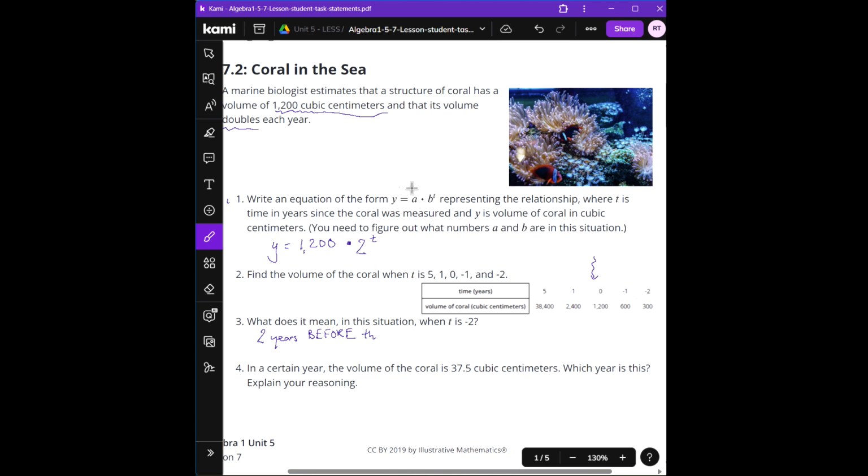Okay, the scientist took the measurement of 1,200 cubic centimeters. Actually, let's do it this way. Let's write it out.